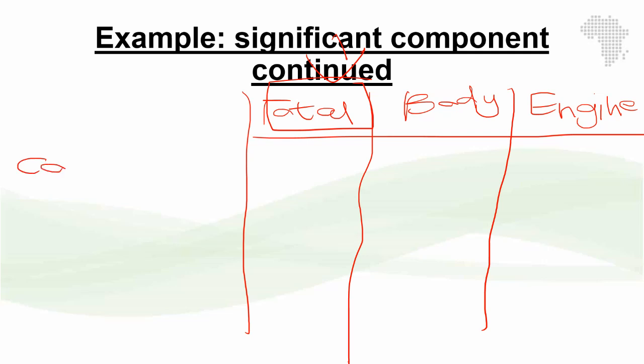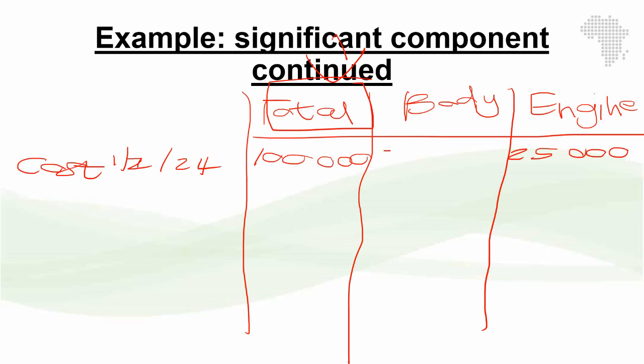So we said that the cost of this asset, on the 1st of February 2024, our acquisition date, was a total of 100,000 Rand. Remember, the question said that 25,000 was already included in the cost. So that means that the cost of my engine was 25,000. That leaves 75,000 for the body.